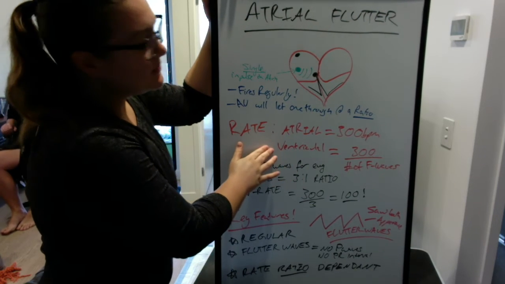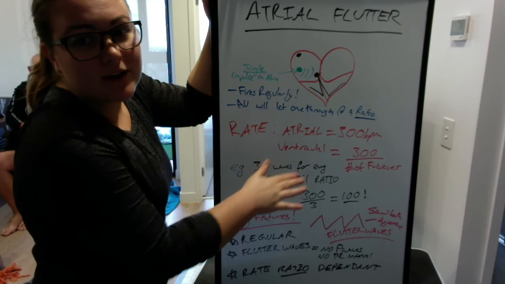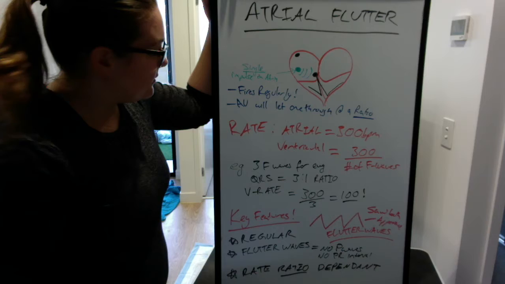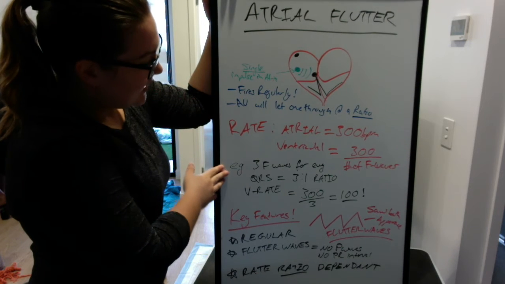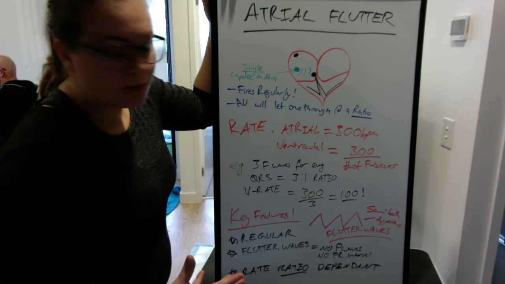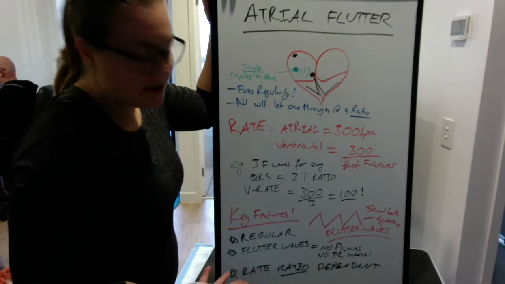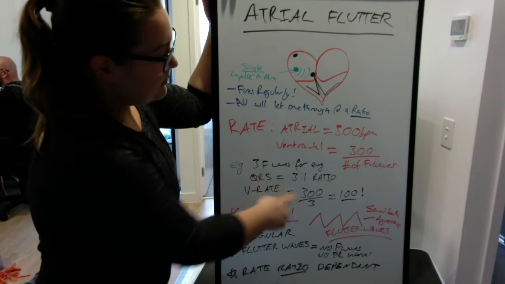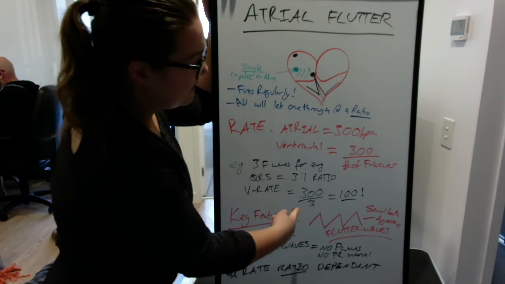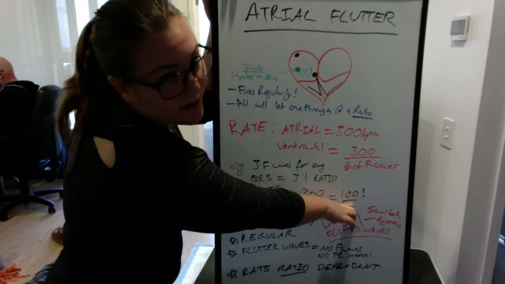So the ventricular rate is always going to be 300 divided by the number of flutter waves we have. Just for example here, if we have 3 flutter waves for every QRS complex that we see, which is a 3-to-1 ratio, the rate will be 300 divided by 3, because that's the number of flutter waves we have, and that will give us a ventricular rate of 100.